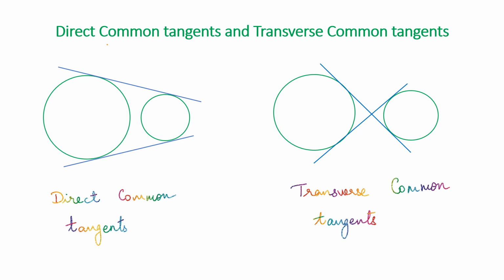Direct common tangents and transverse common tangents. You have two circles over here and tangents like this. You see that these two tangents are called the direct common tangents. But when the tangents are going in a cross like this, then these two tangents are called transverse common tangents.